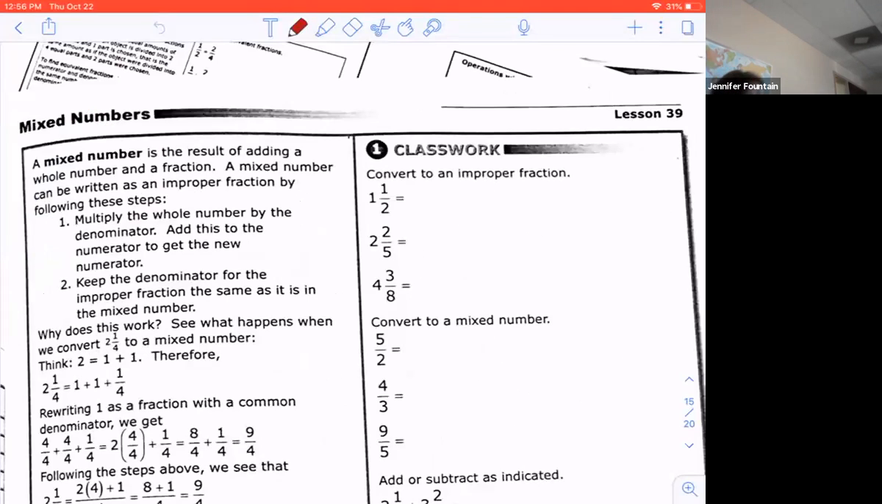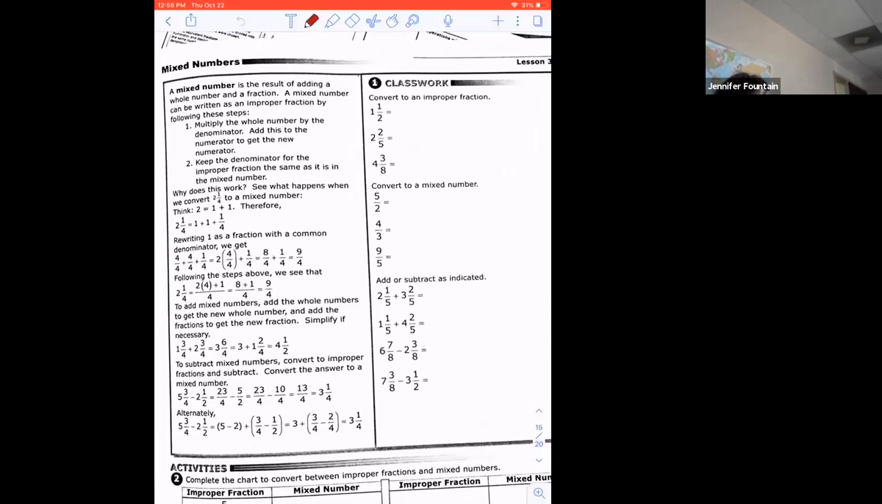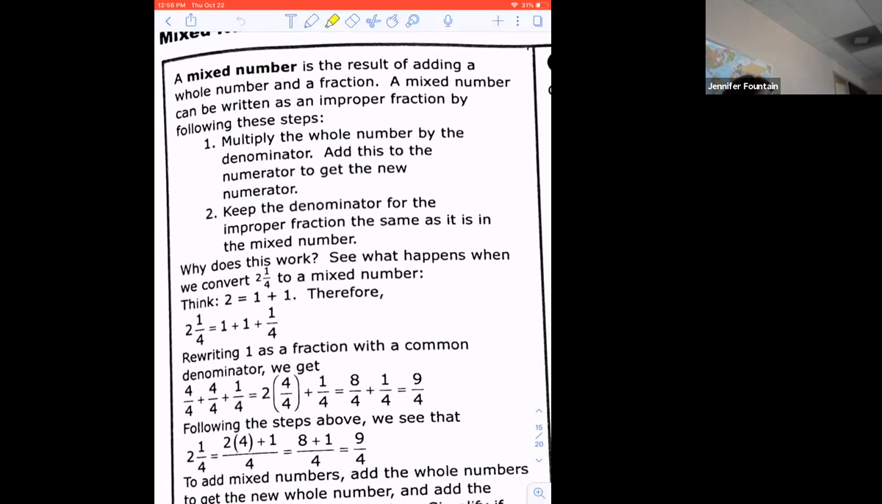With a mixed number, I have a whole number and a fraction. A mixed number is the result of adding a whole number and a fraction. A lot of times when we see a number in front of another number, or a number in front of a variable, we've talked about how that's multiplication. Well, when I'm dealing with a mixed number that's a fraction, I understand that if I could combine them, I would add them.